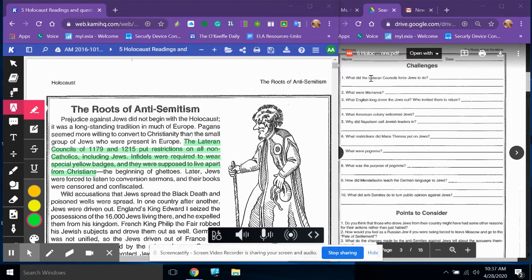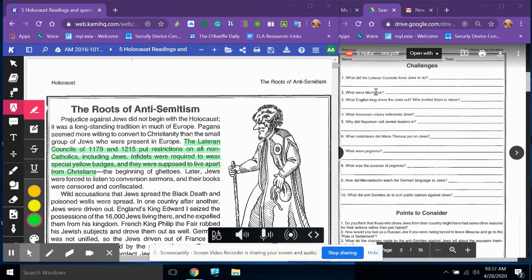So if we look at the last page of this packet, the first question is, what did the Lateran councils force Jews to do? So we're going to want to look for that in our reading, and since you have a hard copy in front of you, you should highlight it like I've done here, just to show you, highlighting and looking for the answers to these questions as we go.